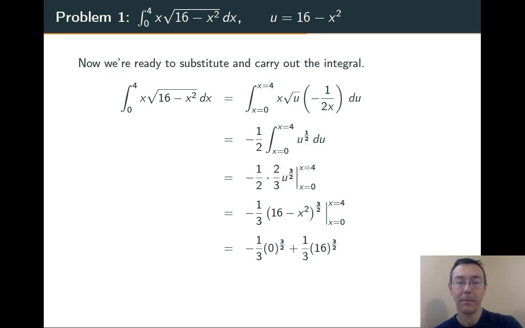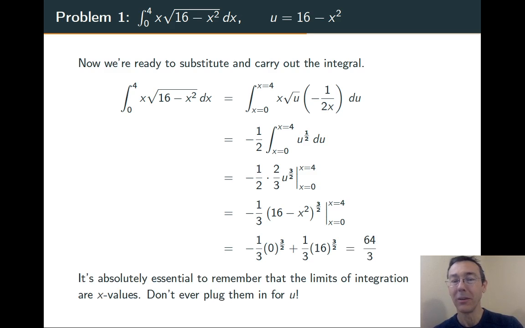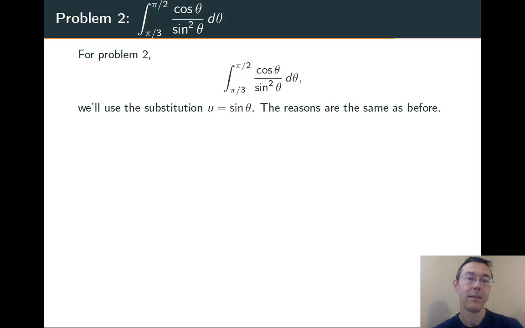Now I'm ready to plug in. I plug in 4, I get 0. I plug in 0, I get 1/3 times 16 to the 3/2. The negative signs there cancel. Overall, I'm getting 64/3. Again, I can't stress enough, you have got to plug in those limits of integration for x's, not for u's. Common mistake. Problem 2. So we're going to integrate from pi over 3 to pi over 2, cosine theta over sine squared theta d theta.